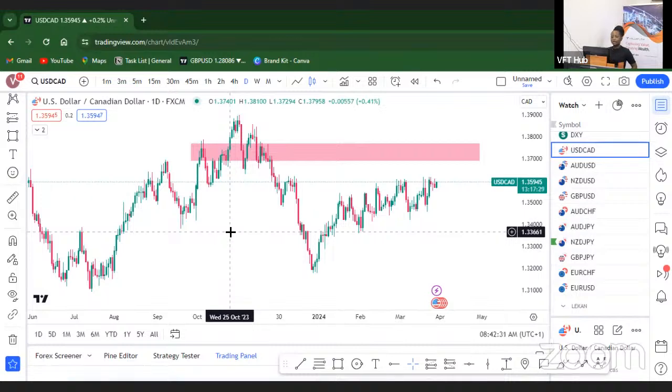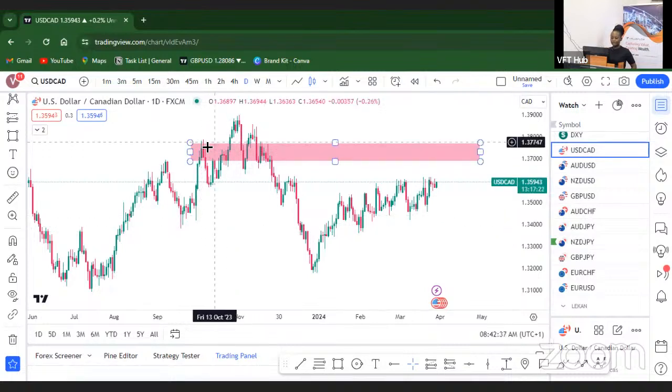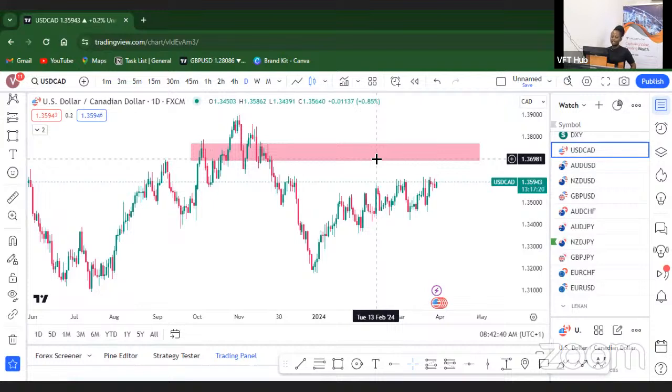For USD CAD, we still have bullish moves to the upside, about 100 pips that we're looking at before it trades into this box pattern that has been formed here. And we're going to be selling USD CAD. Pretty straightforward, pretty basic. Right?